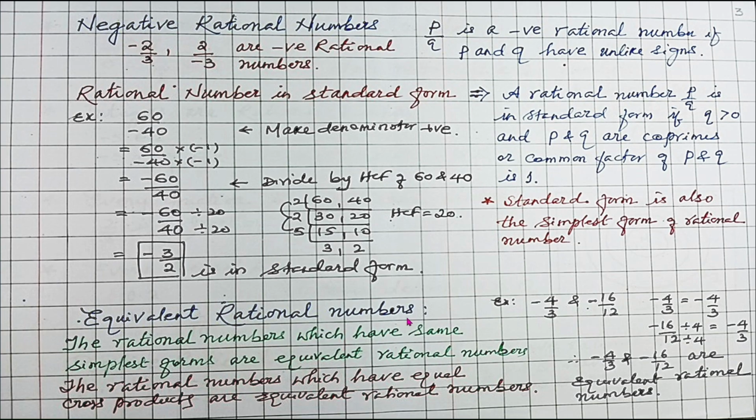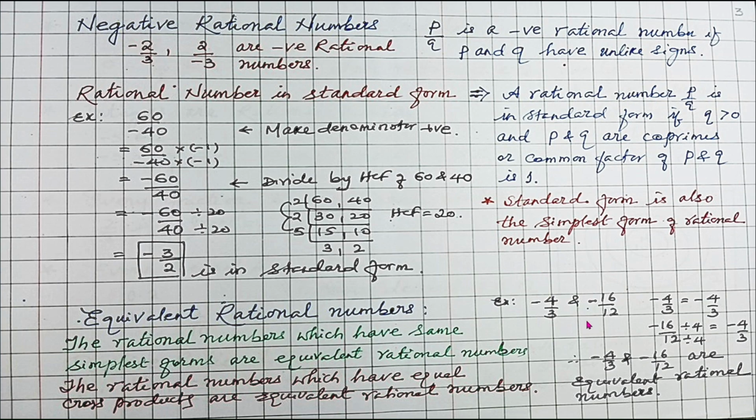Now what are equivalent rational numbers? Equivalent rational numbers means the rational numbers which have the same simplest forms. Please remember, that means if any given rational numbers have the same simplest form, then they are equivalent rational numbers. Or the rational numbers which have equal cross products are also called equivalent rational numbers. Let us take an example and understand this.